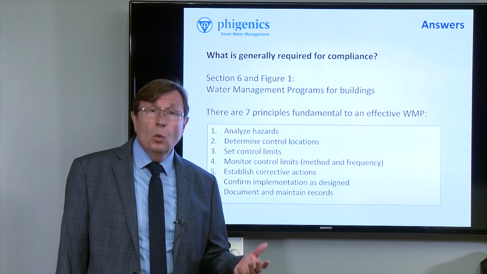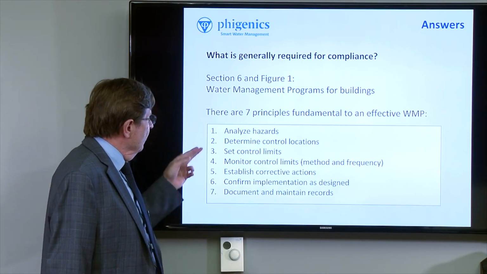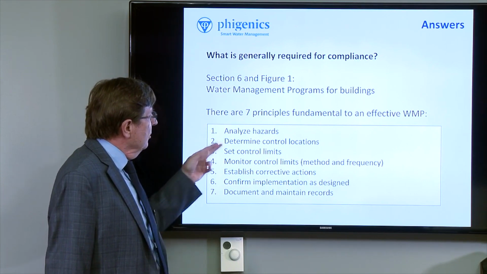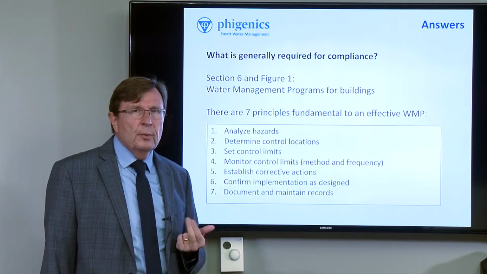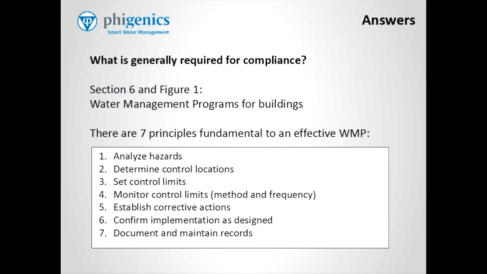In ASHRAE 188, the principles are listed like this, 1 through 7, and these are required for an effective water management program for all buildings. Analyze the hazards, determine control locations, set control limits. The 4th principle is monitor control limits, and a method and a frequency of monitoring is required. Establish corrective actions, confirm implementation as designed, and document and maintain records.